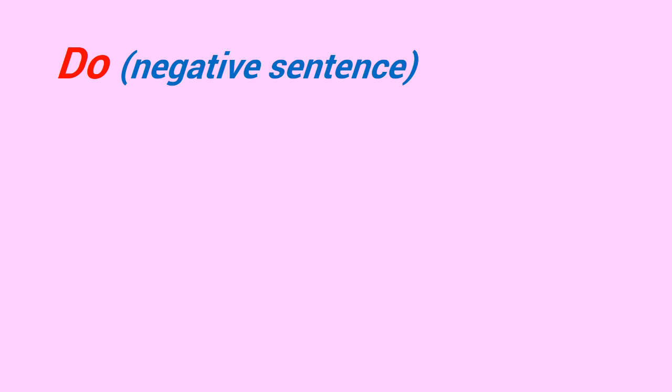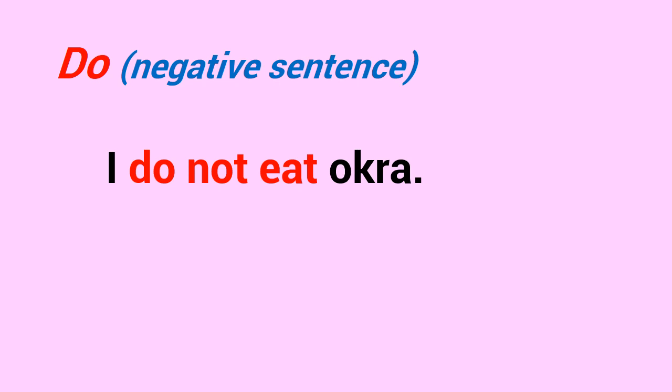Start with do, used in a negative sentence. I do not eat okra. Do here is paired with eat, the base form of the verb eat, the original form. So we say, I do not eat okra. And we are not supposed to say, I do not ate okra, because ate is the past tense of the verb eat, and it's not the base form of the verb.